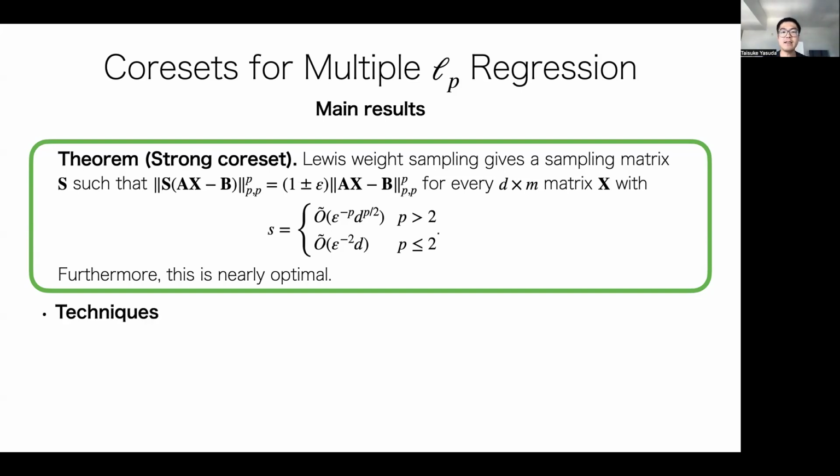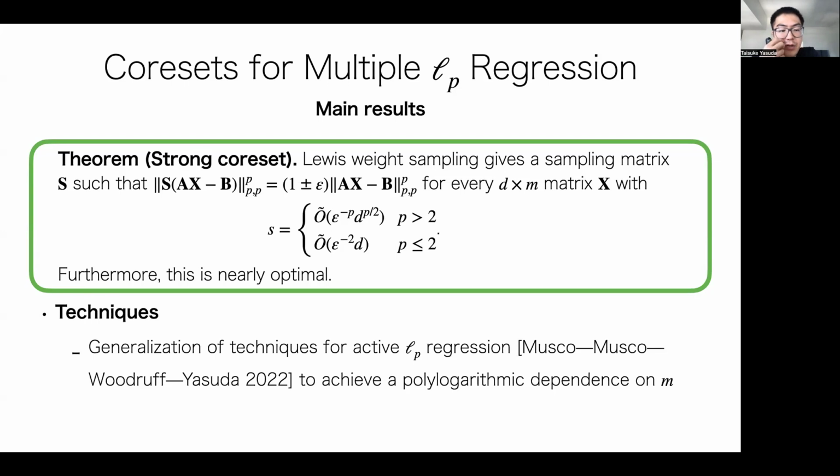Now, in terms of techniques, our main technique is actually going to be a generalization of prior techniques for a problem called active LP linear regression. So in the active LP linear regression setting, the goal is to approximate the solution to LP regression by using as few entries of this label vector B as possible. And it turns out that we can generalize this machinery to work in the setting of multiple LP regression, which allows us to almost remove the dependence on the number of responses m.